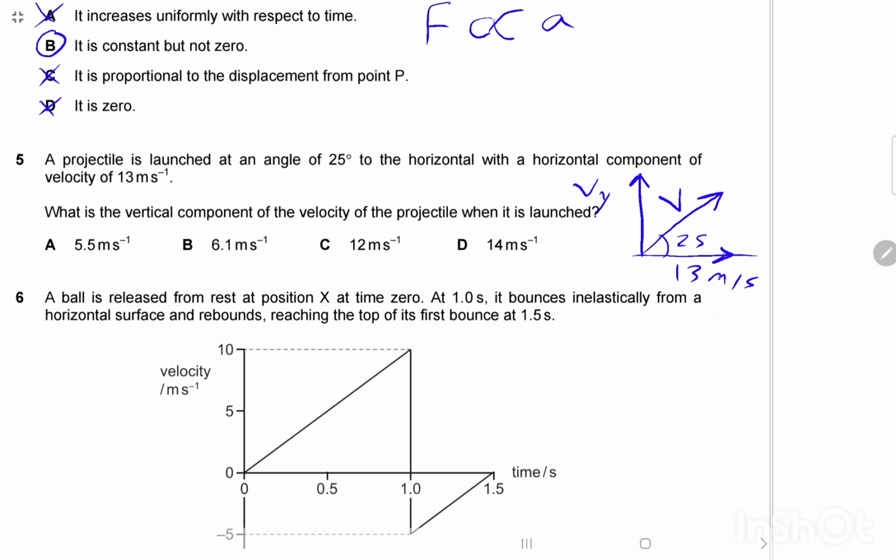In order to solve this question, let's take the components Vx and Vy. Vx is equal to V cosine 25. And we know that Vx is 13, so we can say 13 is equal to V cosine 25. Now the vertical component is Vy, so we can say Vy is equal to V sine 25.